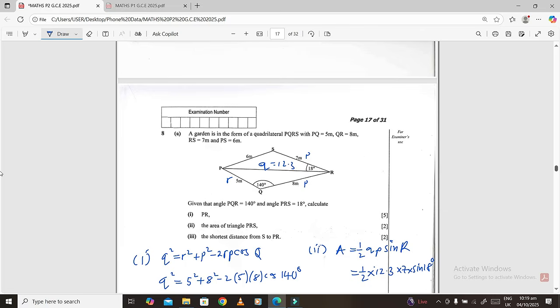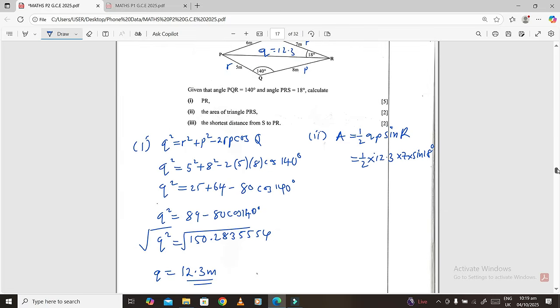Okay? So here we can punch on our calculator: 1/2 times 12.3 times 7 times sine 18. This, of course, is giving us 55, if I'm not mistaken. 55.344.